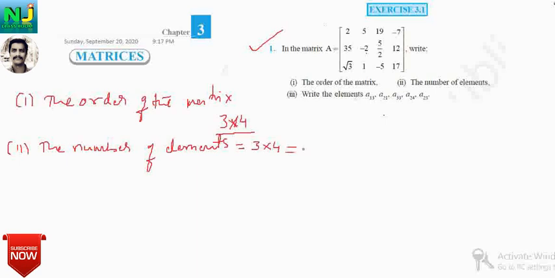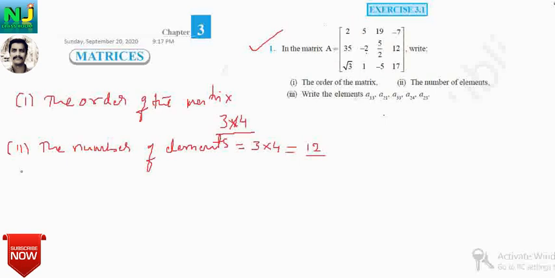3 into 4 is equal to 12. So how many number of elements are there in the matrix? 12. You can count also: 1, 2, 3, 4, 5, 6, 7, 8, 9, 10, 11, 12. There are 12 elements.